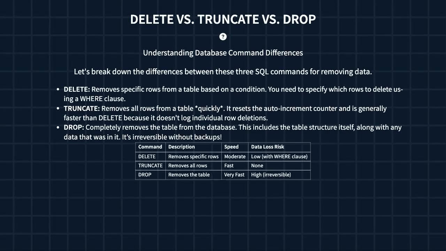Okay, let's talk about how we remove data from a database using SQL. We have three main tools: delete, truncate, and drop. Delete is like carefully taking out specific people from a group. You need to tell it exactly who to remove with a condition. Truncate is like hitting reset on the entire table. It's super fast at clearing everything out, but doesn't track individual removals. And finally, drop is the most drastic. It completely gets rid of the table itself, so be really careful with that one.